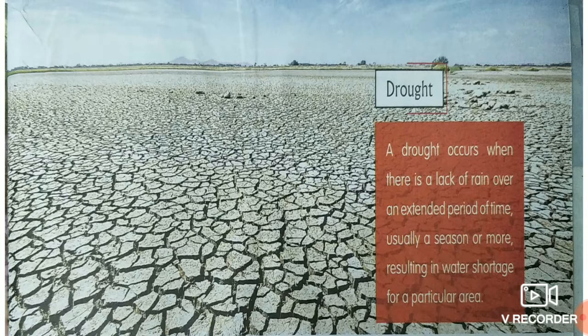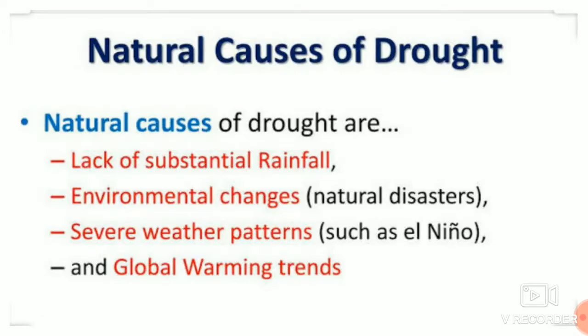What are the causes of drought? There are mainly two causes of drought. One is natural causes, the next one human causes. The natural causes of droughts are lack of rainwater, environmental changes, severe weather patterns and global warming trends. These are some of the natural causes of drought.